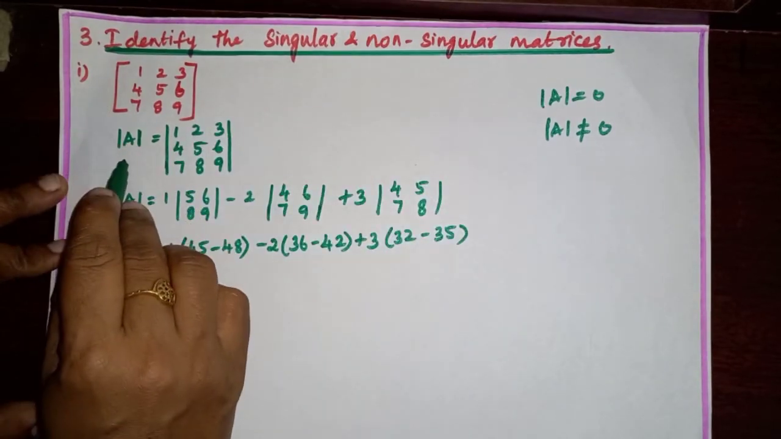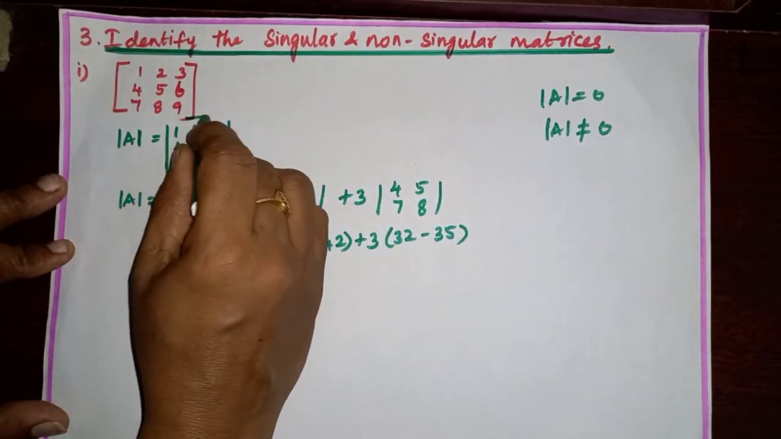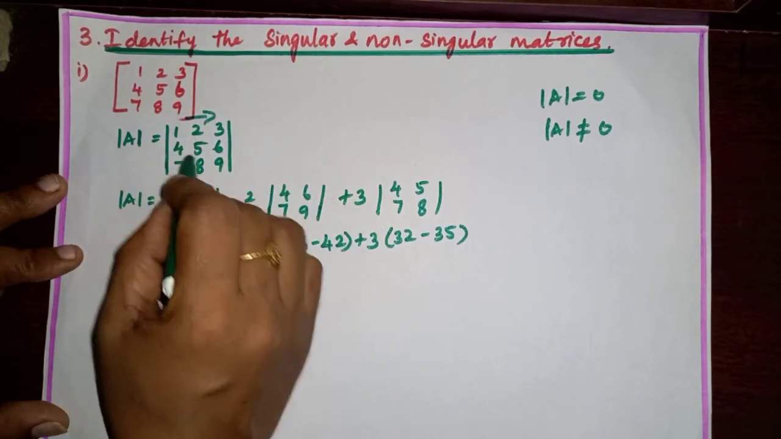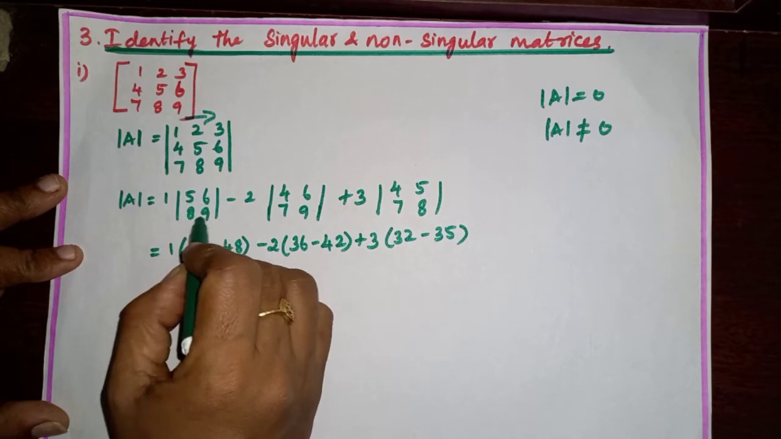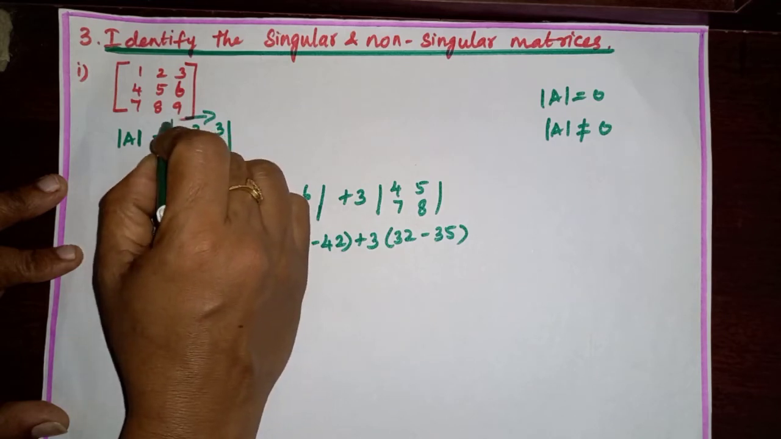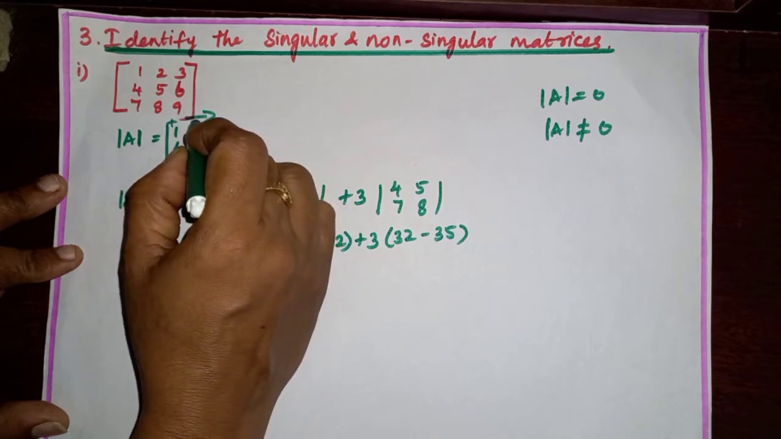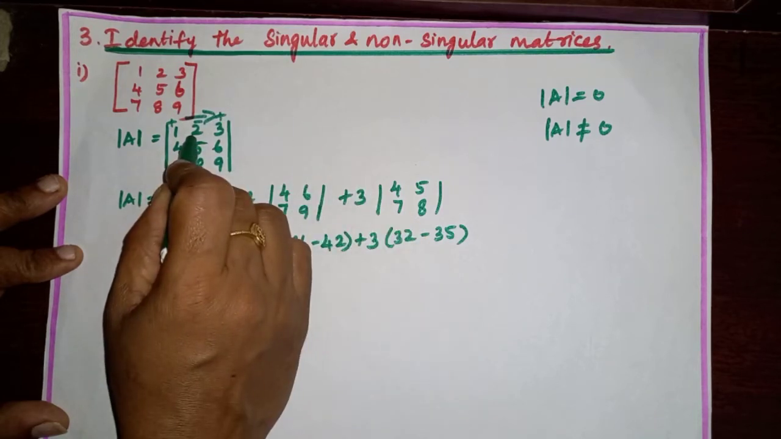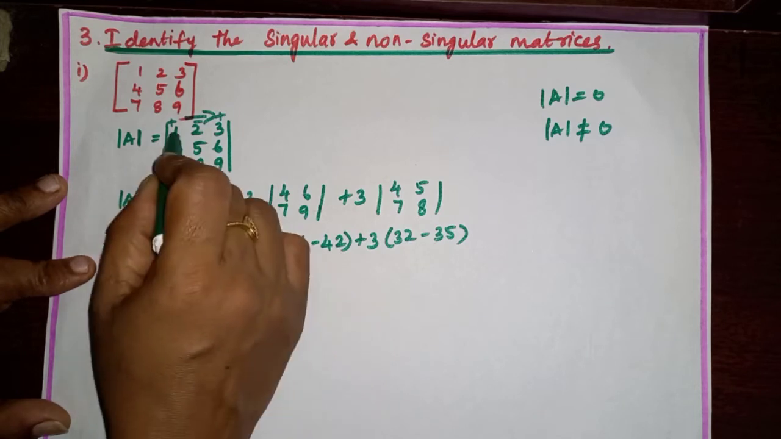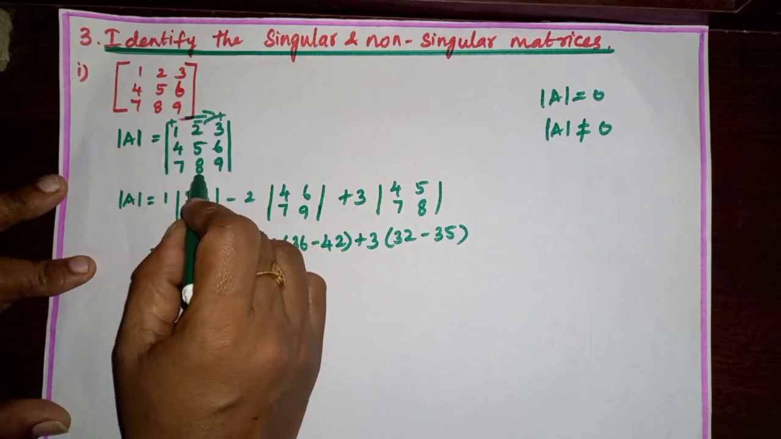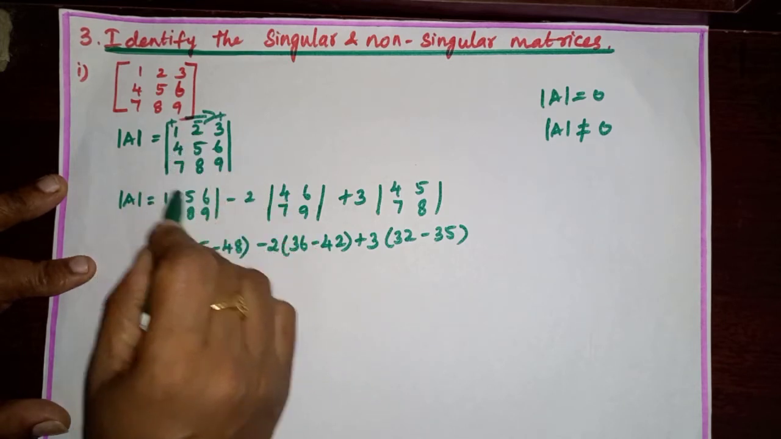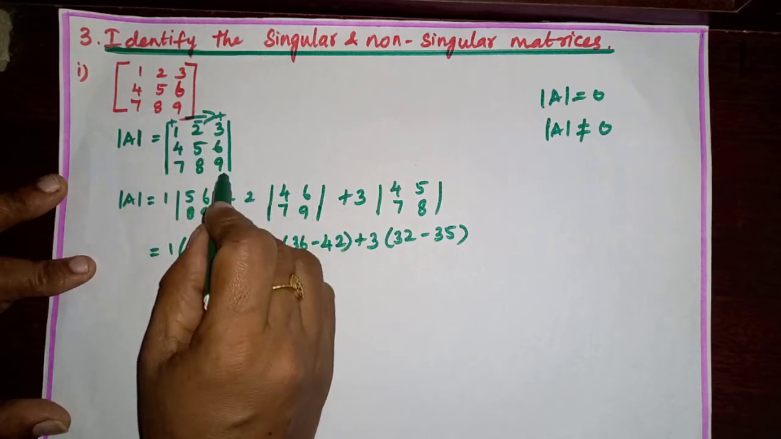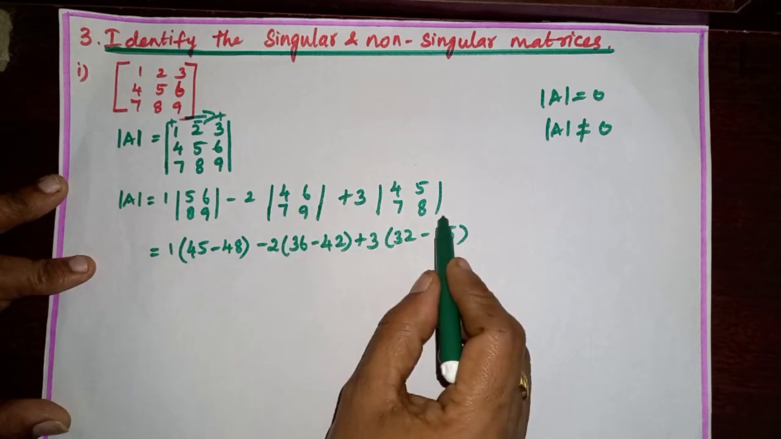Consider this as determinant of A. Now I am going to expand along R1. 1. Delete the first row and the first column. We have 5, 6, 8, 9. So first element stands in 1, 1 plus sign. Second is minus. Third is plus. So since 2 is in 1, 2 odd number, so negative 2. Delete the first row and second column. We have 4, 6, 7, 9 plus 3. Delete the first row and third column. Then we have 4, 5, 7, 8.